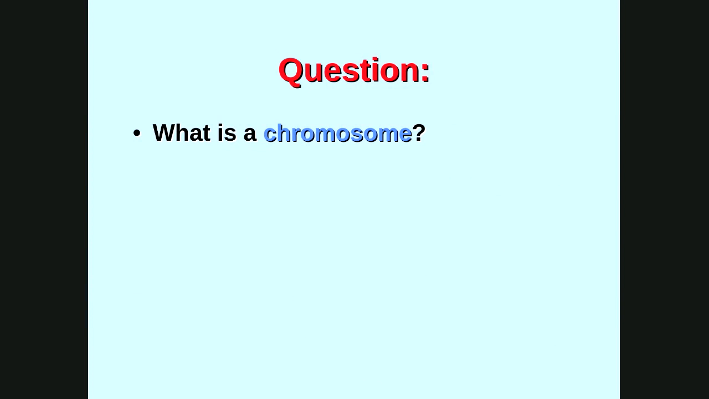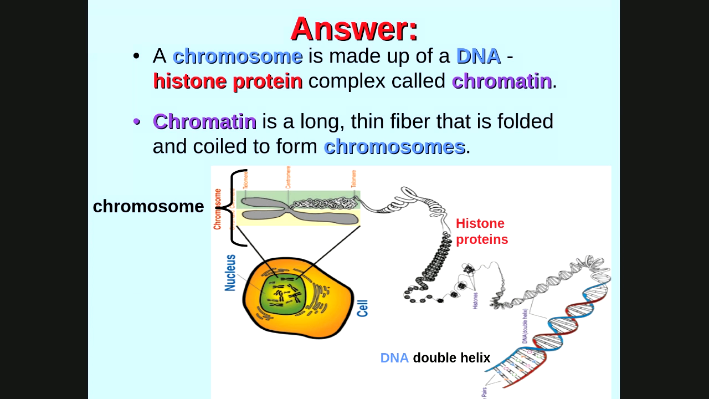So the question arises here: what is the chromosome? A chromosome is made up of DNA and histone proteins, and they make a complex called chromatin. It means chromatin is the combination of DNA and histone proteins. When both combine with each other, they form the chromosome. So chromatin is a long, thin fiber that is folded and coiled to form the chromosome.